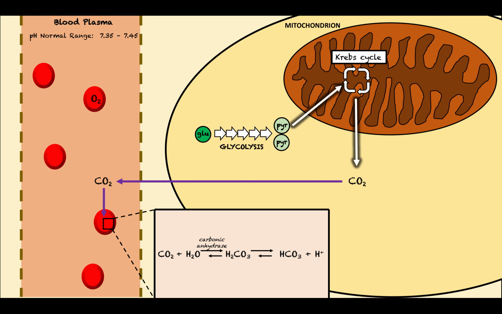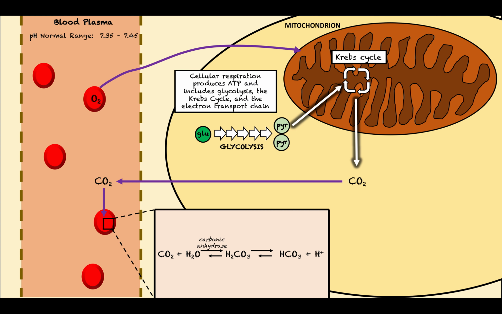So if we look at a quick little illustration of how this all works, you can see here in the blood plasma, a red blood cell is carrying oxygen around. This oxygen is delivered to a cell that is performing cellular respiration. And in a later video, we'll detail all the different chemical reactions that happen during cellular respiration. But in particular, the one that we're interested in are all the reactions of what are called the Krebs cycle, which happen inside of mitochondria. These Krebs cycle reactions give off a lot of carbon dioxide.